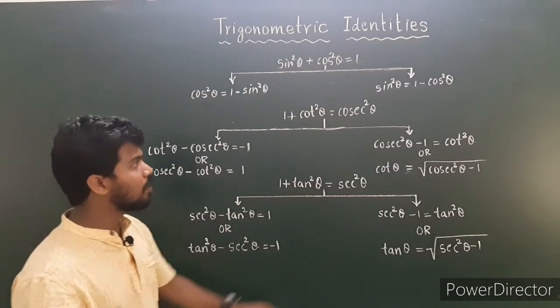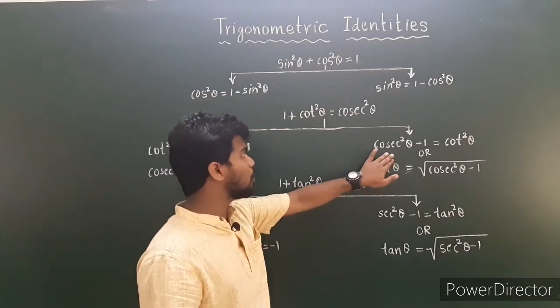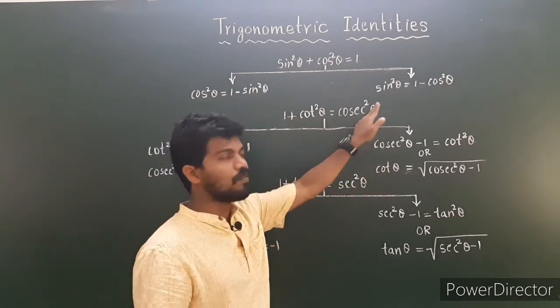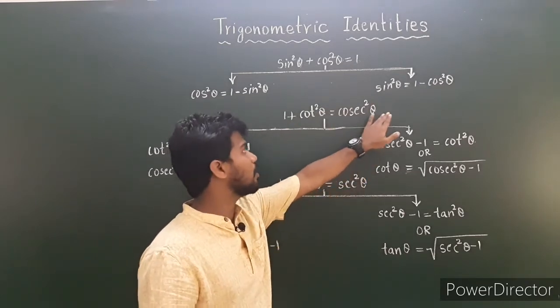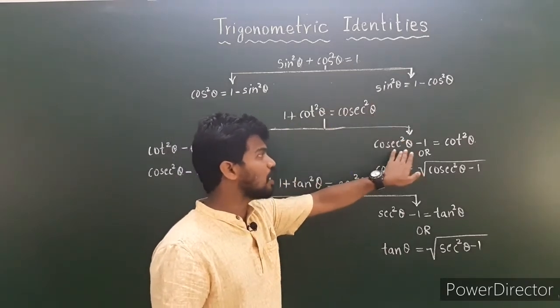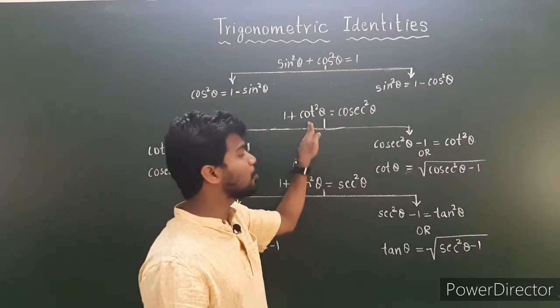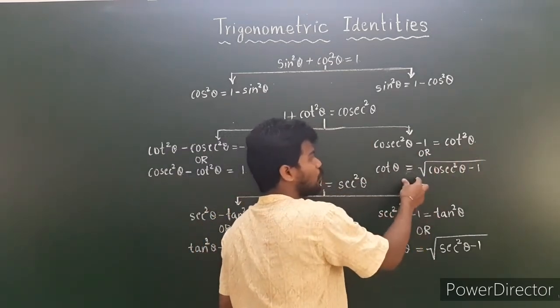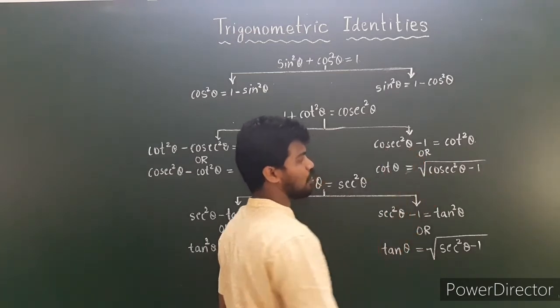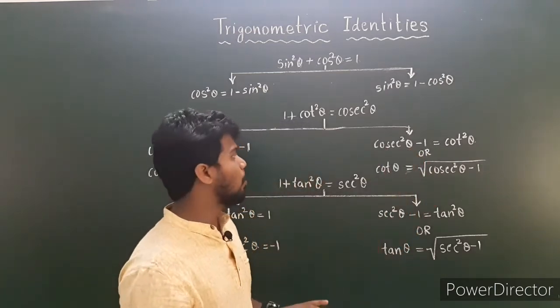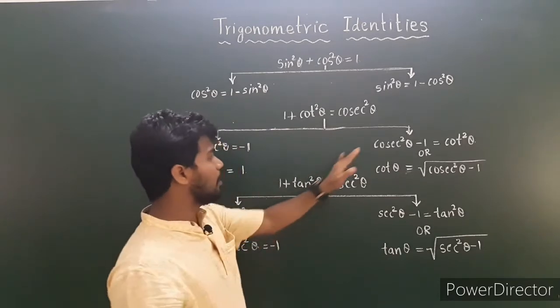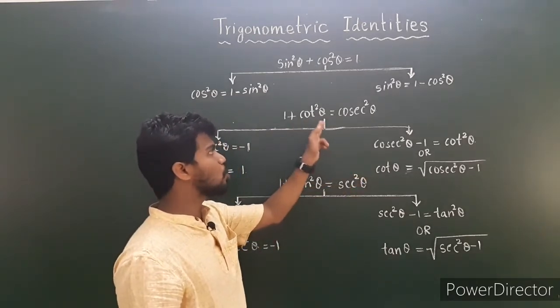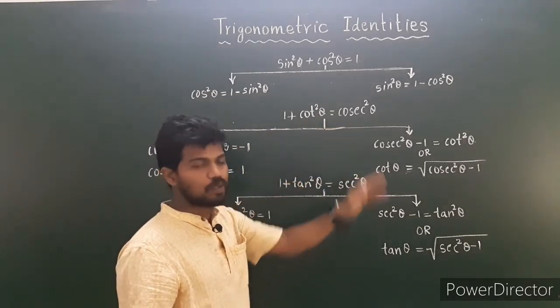Similarly, cosecant square theta minus 1, when you transpose to the other side you get minus 1. So cosecant square theta minus 1 is equal to cot square theta, and cot theta is equal to the square root of cosecant square theta minus 1. So these are the elementary identities of 1 plus cot square theta is equal to cosecant square theta.